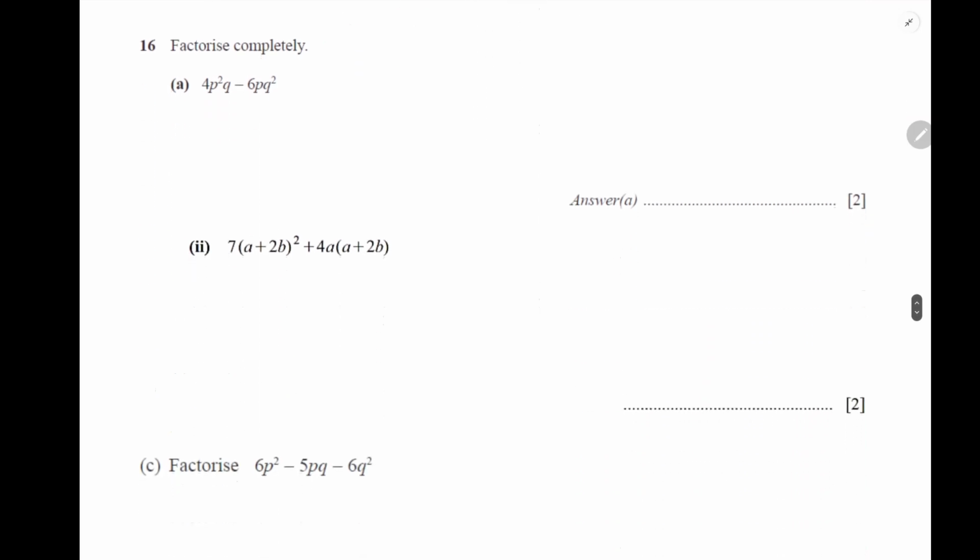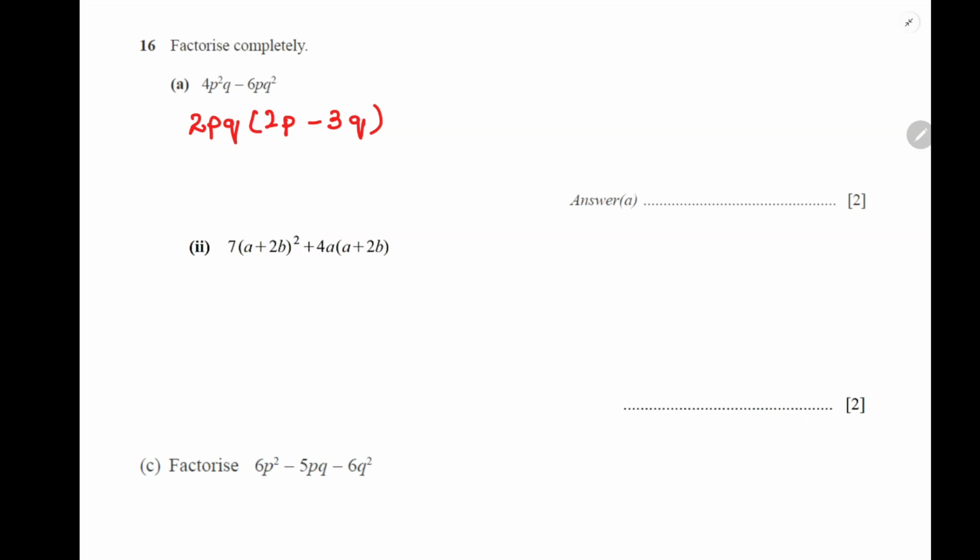Okay, check for the common first. I can take 2 common, p common, and q common. So it would be 2p - 3q. This will be my answer.